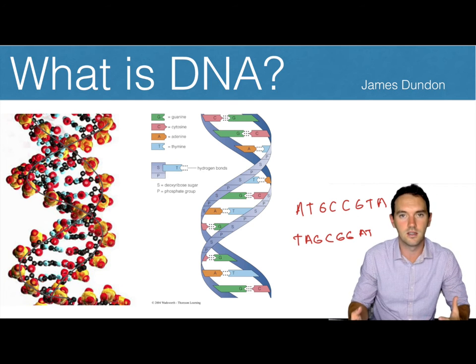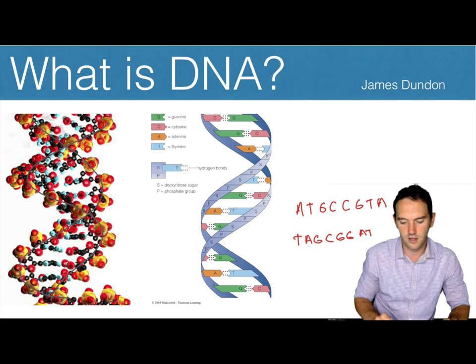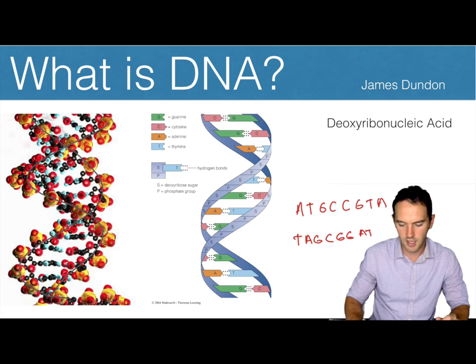So for example, if you're familiar with computers, we store data with ones and zeros. In life, we store it with four unique bases, A, T, G, and C. Okay? And there's the written version, deoxyribonucleic acid, if you needed to write that down.